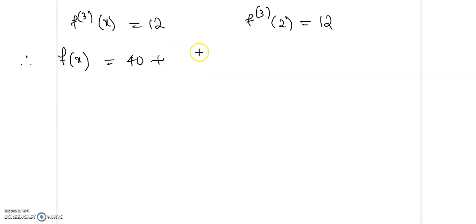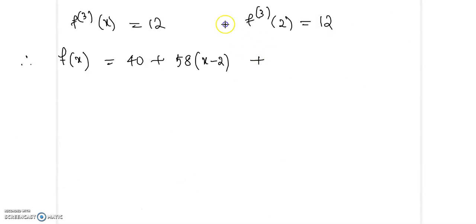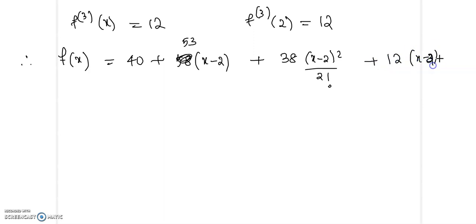Therefore, the series is f of x equal to 40 plus 58 into x minus 2 plus 38 into 53 plus 38 x minus 2 whole square by 2 factorial plus 12 x minus 3 x minus 2 whole cube by 2 factorial. So that is the required Taylor series expansion.